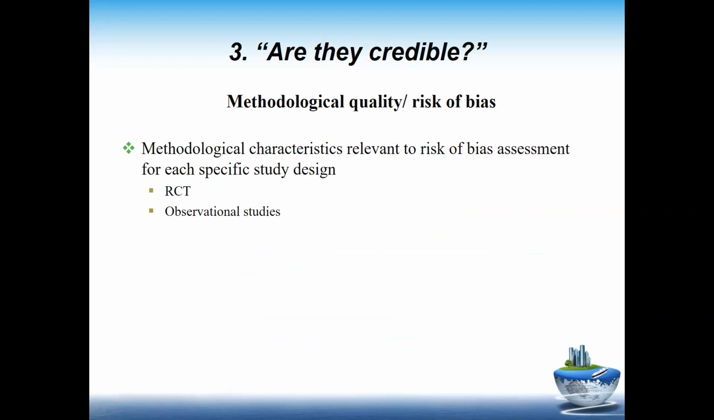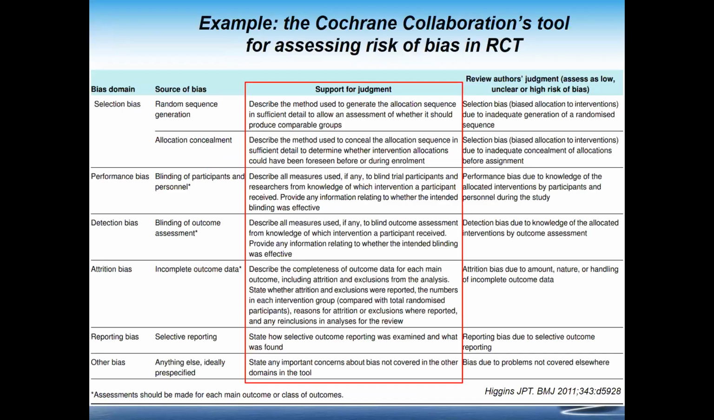The third part of information that you need to extract is methodological quality, or sometimes we also call it risk of bias assessment. Okay, so you need to focus on the methods section of the paper and extract some details. For RCTs and observational studies like cohort studies, the details to be extracted are different. So let me take RCT for example.